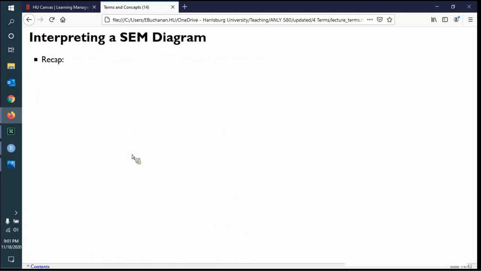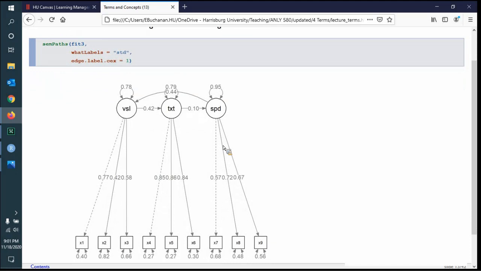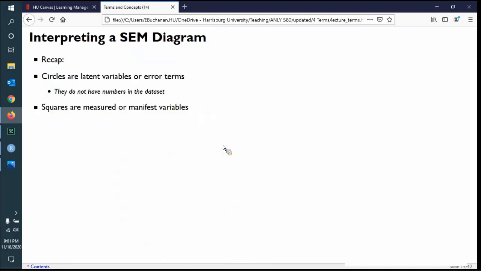Let's talk some more about these pictures. So, kind of a recap. The circles are the latent variables, okay? Or a circle could represent an error term, but in the pictures we've been looking at, the error terms are these horseshoe arrows. These things do not have numbers in the data set. There are numbers on this diagram, and we'll get to what they are in a second, but those are not physical numbers in the data set. These squares are our measured or manifest variables. And those are numbers in the data set. That's just a very practical thing to keep in mind when writing the code for these.